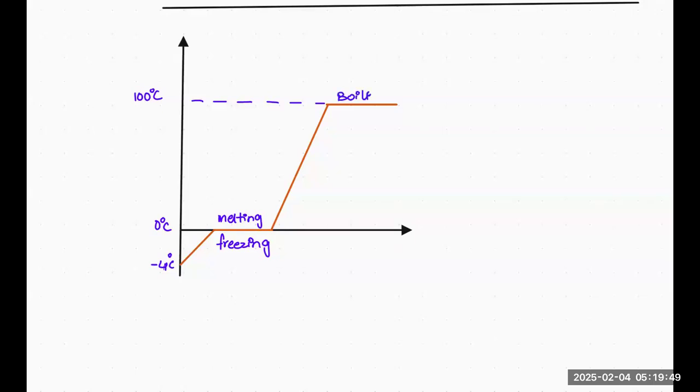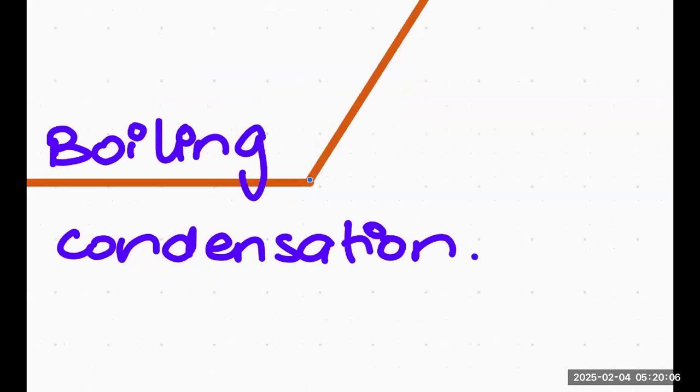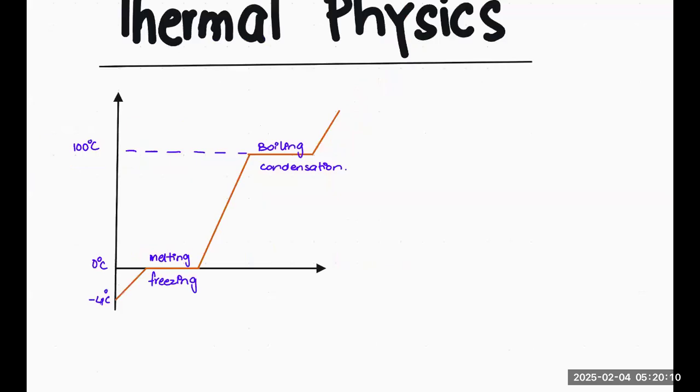Now, we can understand this entire graph by taking a look at two particular scenarios. The two scenarios that we can take a look at are the specific heat capacity and latent heat. So let's start with first talking about our specific heat capacity. What exactly is specific heat capacity?